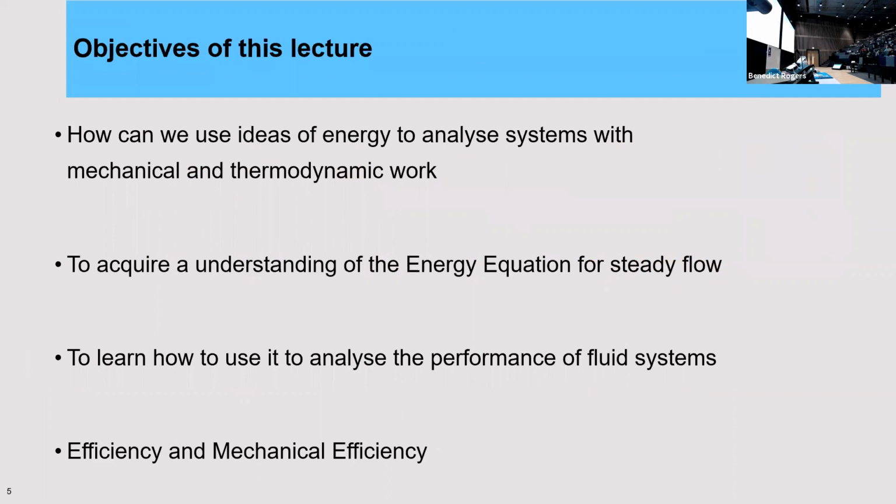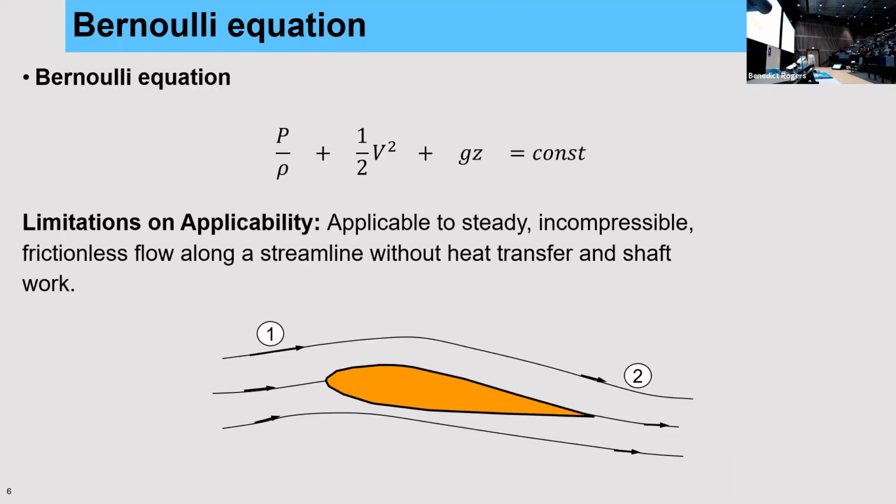In this lecture, we're going to look at how we can use the ideas of energy to analyze systems with mechanical and thermodynamic work. We're going to acquire an understanding of the energy equation for steady flow. You often hear this equation referred to as the steady flow energy equation. And we're going to learn how to analyze the performance of quite complex fluid systems. And we're going to finish off at the end looking at the efficiency and the mechanical efficiency. Just to remind you, here is Bernoulli's equation: P over rho plus a half V squared plus gz is equal to constant.